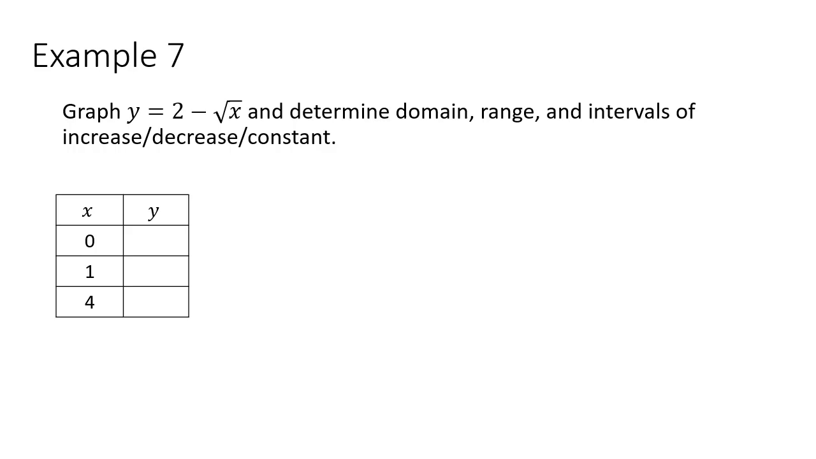So let's take a look at one more square root function, and this time around we've got y is equal to 2 minus the square root of x. And we're just going with the 3 points this time, an x of 0, 1, and 4. So try pausing the video here, see if you can graph and determine domain, range, increasing, decreasing, constant.